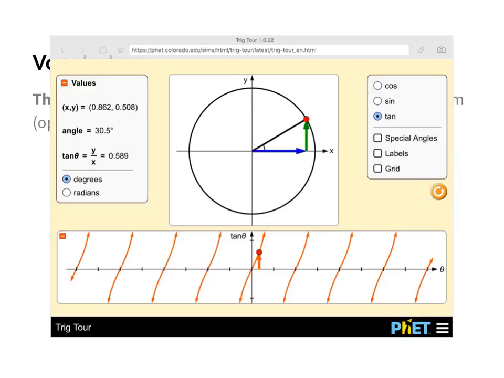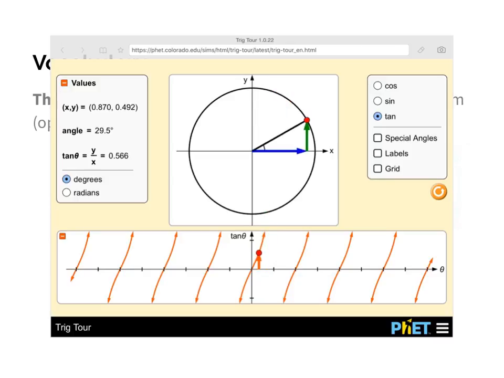What I want you to notice is that for small angles like I have here, the green arrow is going to be smaller than the blue arrow. But as I continue to make this angle bigger, eventually that green arrow is going to become longer than the blue arrow. So what happens is it's going to compare the two sides.